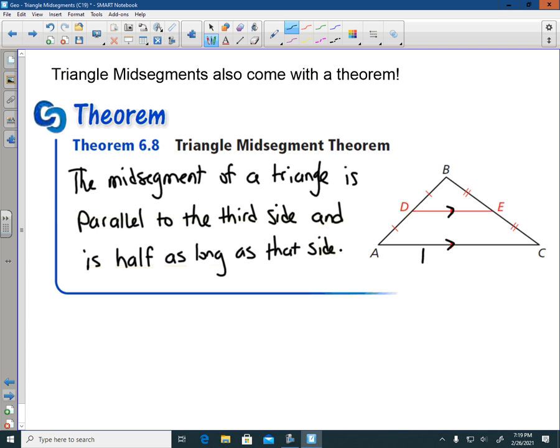Let's look at it this way. If AC is 14, then DE is 7, right? Because the midsegment is going to be half that side. If DE is 4, then we could multiply that by 2 and get AC, which is 8. Because the third side is always going to be twice as big as the midsegment. The midsegment is going to be half as long as that side. That's how this works. So let's put it into practice.